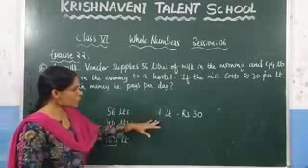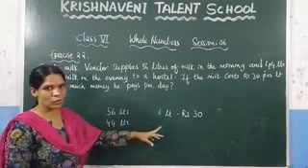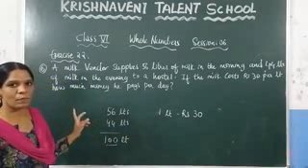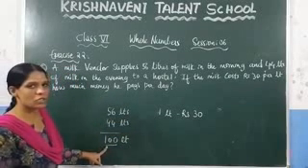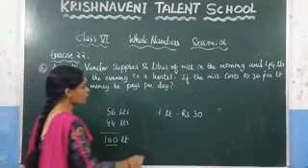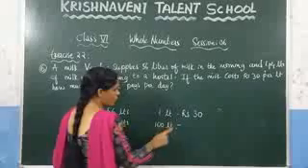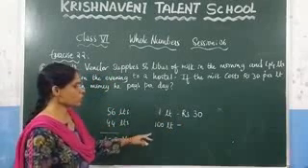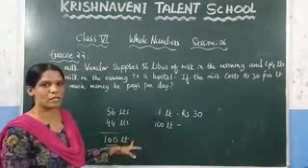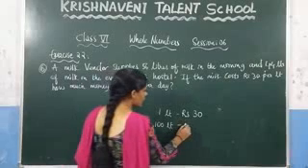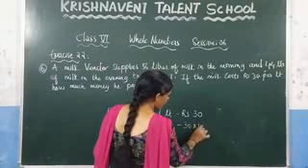So the cost of 1 liter of milk is 30 rupees. How many liters is he supplying per one day? 100 liters of milk he is supplying. So you need to calculate here for 100 liters. 1 liter, the cost is 30 rupees. So what is the cost for the 100 liters? You need to multiply with 100. So here you will get 30 into 100.